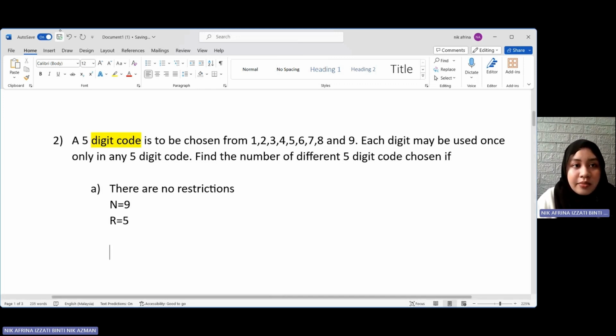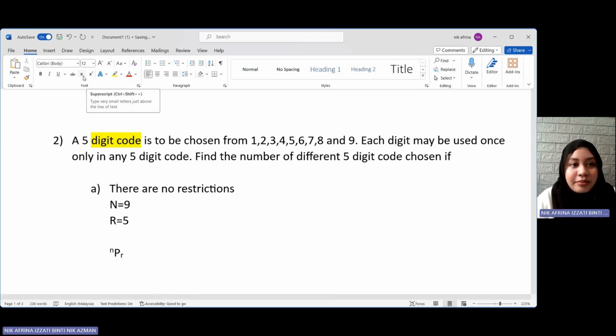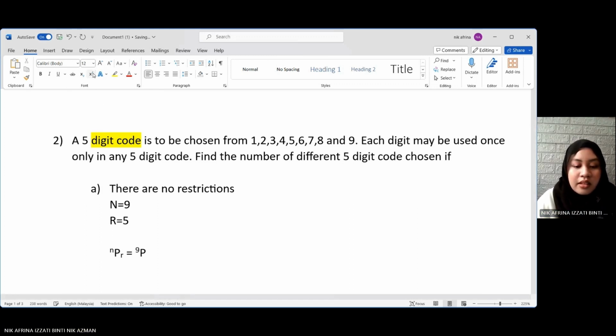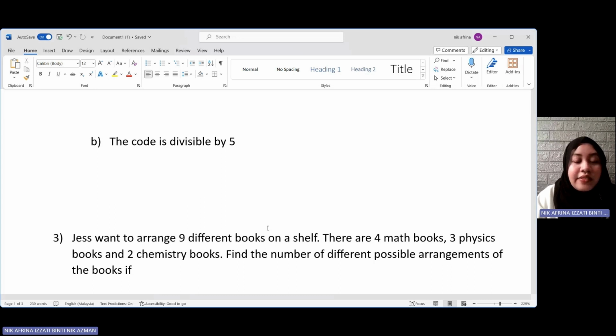For the formula, we'll be using nPr, because the question is permutation. Then just replace it with the numbers. The n will be 9 and the r will be 5. You just need to insert it in the calculator. The answer will be 15120.